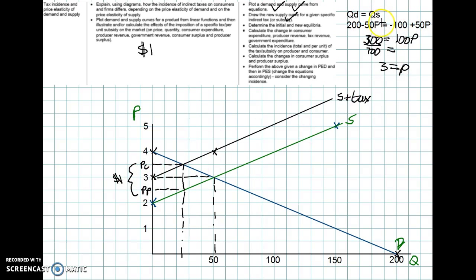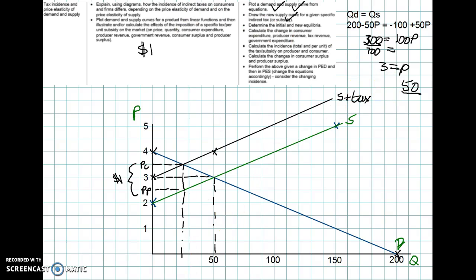So let's just make sure the quantity is correct. We put 3 into the formula there, so we do 200 minus 50 times 3, so 200 minus 150 gives us 50. So yeah, that's correct. So we've worked that out.